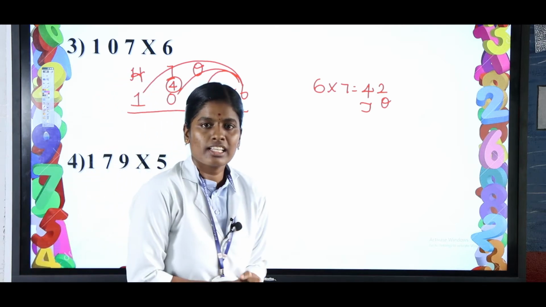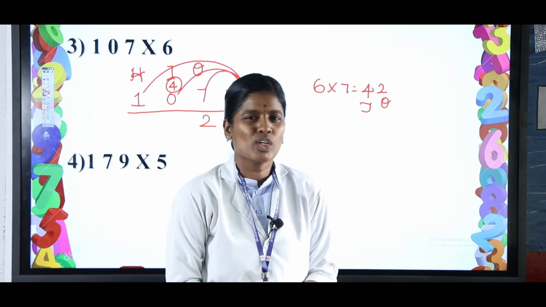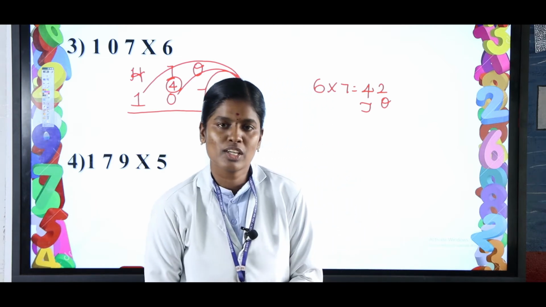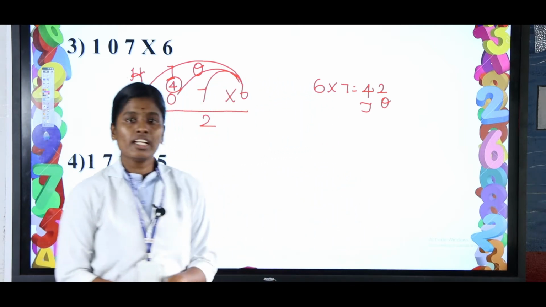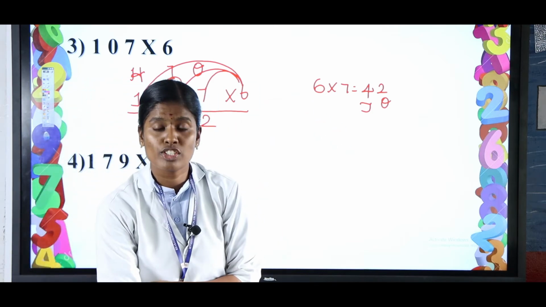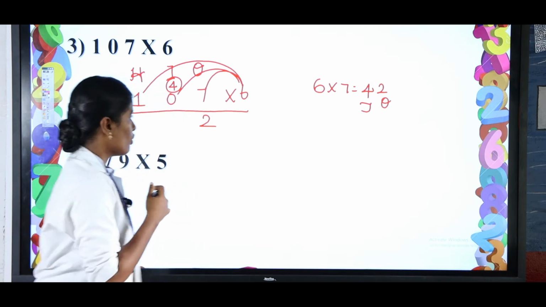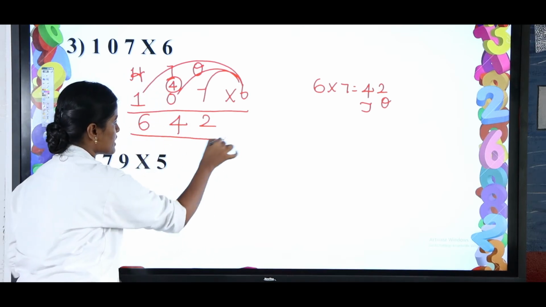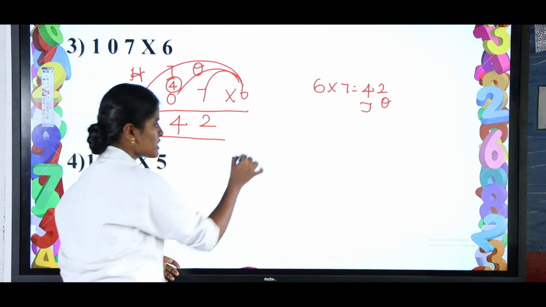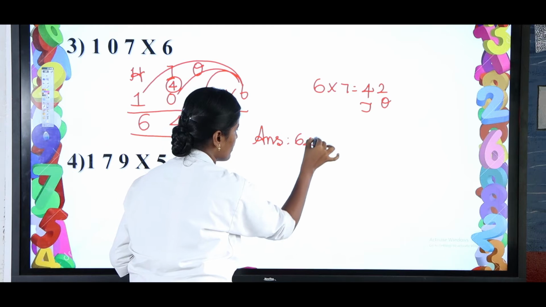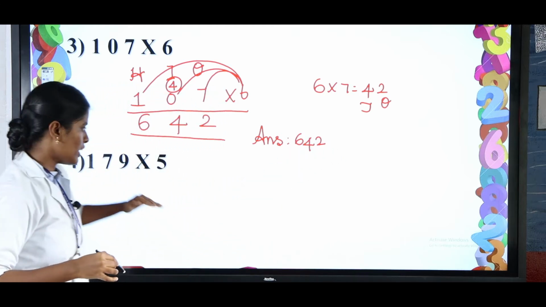Next you will take 6 zeros. So what is the answer? 6 zeros are 0. That is 6 times 0 or 0 times 6. Then 0 plus 4, the answer is 4. And take 6 ones are 6. And write the answer, 642.